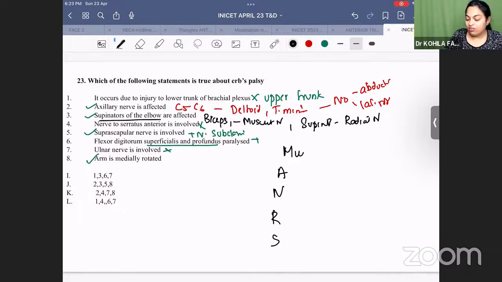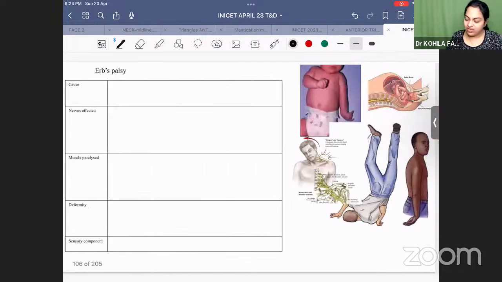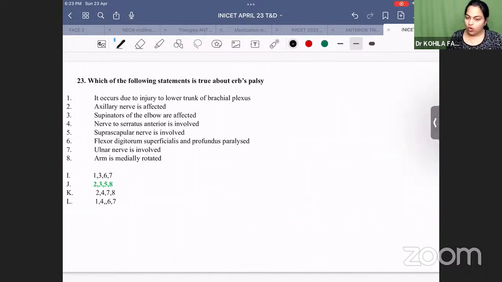MANRS: musculocutaneous nerve, axillary nerve, nerve to subclavius, radial nerve, and suprascapular nerve. Right? So Erb's palsy is easy and important. The question can be put in different formats; you should be able to answer it. We have done this in a rapid revision, so I'm not repeating it. Hope you got it right.